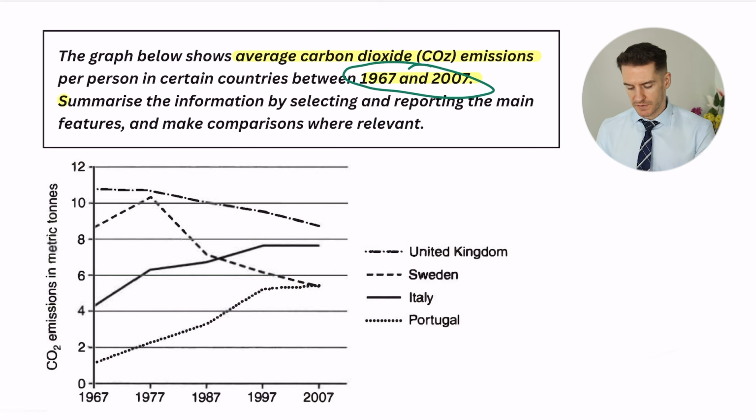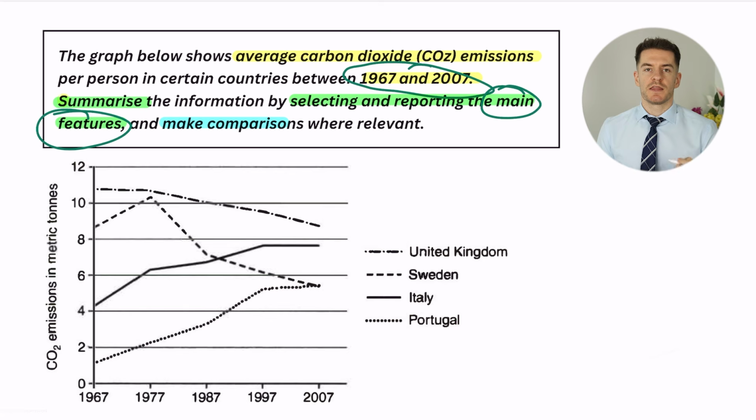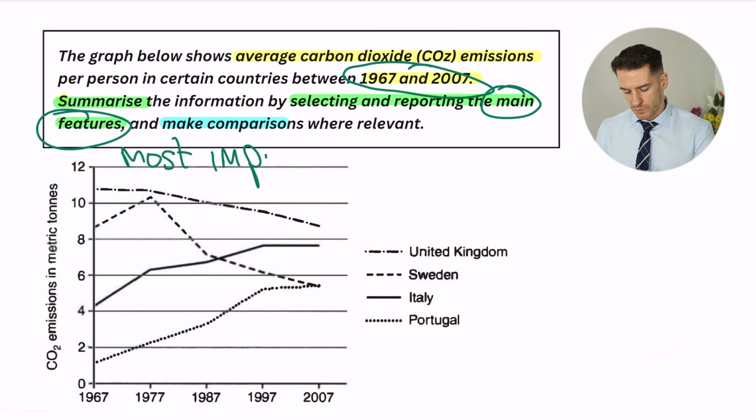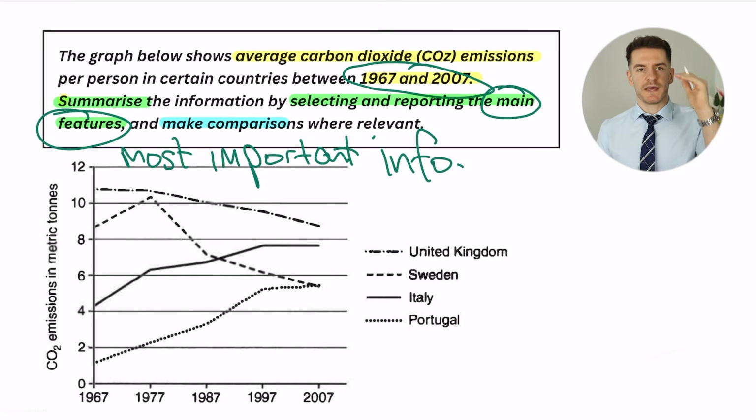Summarize the information by selecting and reporting the main features and make comparisons where relevant. Very important, main features. The main features, well, that just refers to the most important information. You do not have to talk about every single number. No, just the most important information.